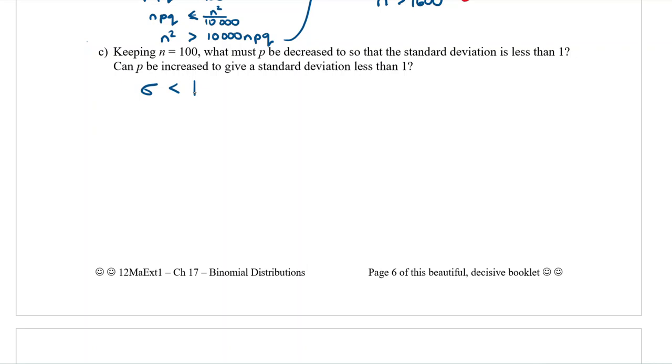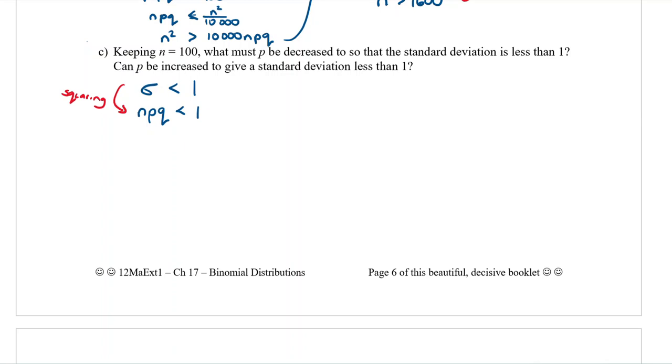Okay, so I should read the rest of the question. Can p be increased to give a standard deviation less than 1? Okay, so we're going to do the same kind of setting out. We're going to put our formula in here for the standard deviation. So standard deviation is the square root of npq. I'm going to square both sides straight away because squaring 1 is still 1. Not square rooting, squaring, which is always positive. So what I'm doing here is I'm just squaring to get rid of the square root signs between there and there.